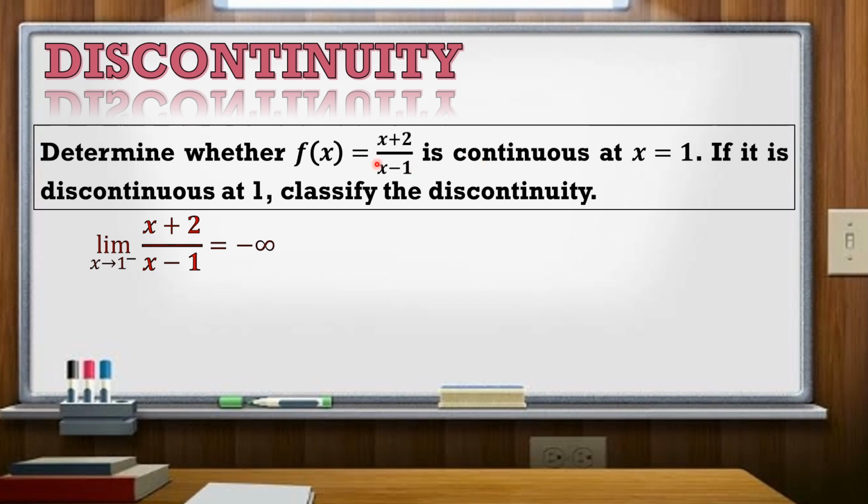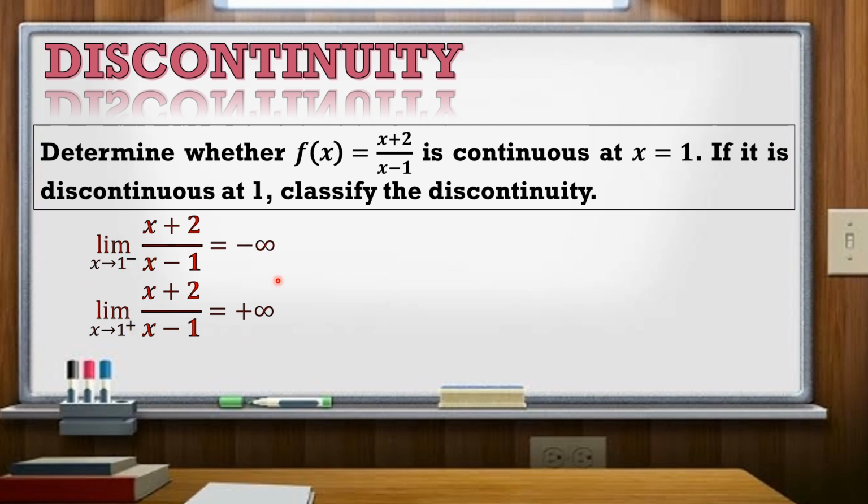So, we have here, left hand, okay, we have x plus 2 over x minus 1. That is equal to negative infinity. Okay, for the right hand naman, we will get positive infinity. Kasi nga, by direct substitution, we get unbounded, okay, or undefined. So that means your limit is either negative infinity or positive infinity. For the left hand, we get negative infinity. For the right hand, we get positive infinity.